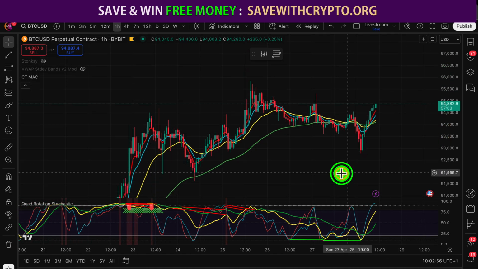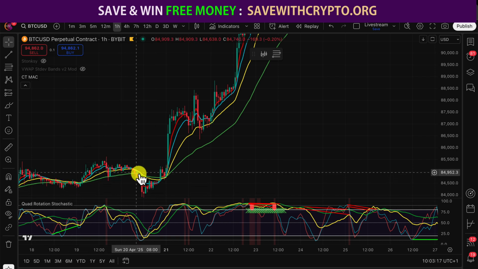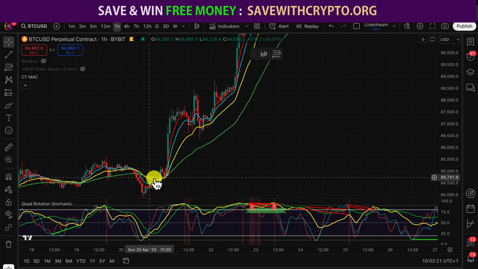So for example, back here on 21st of April, they crossed bullish and we were at 84k then, so obviously it's gone up quite a lot since then. However, do look at what it did beforehand. They were very, very close and they crossed bearish just here, okay, on Sunday the 20th of April. Then they crossed bullish again on the Monday, okay.